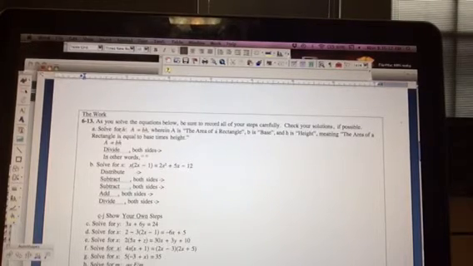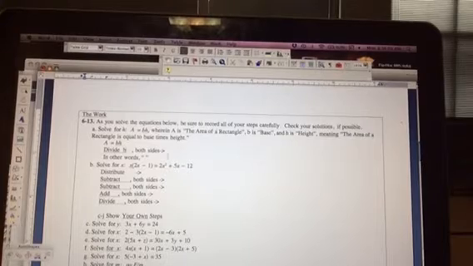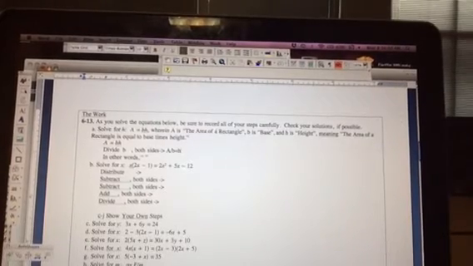A, solve for h, where A equals B times H, where A is the area of a rectangle, B is the base, and H is the height, meaning the area of a rectangle is equal to base times height. So that's just the word version of the equation. If we have A equals BH and we want to solve for h, then we want to get h alone, so we're going to divide by b on both sides. That gets us A divided by B is equal to h.